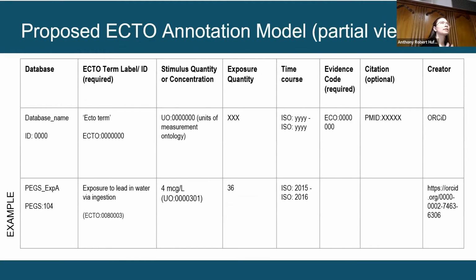And so we are still kind of thinking about how we want to do that with ECTO, but we do have a proposed annotation model, and this is just a partial view because there's obviously a variety of more fields that you could include here. But if we were interested in talking about exposures, we really want to be able to capture things like the concentration, if it's known. We want to know the number of times they might have been exposed, the time span at which they were exposed, if there's any evidence that's related. We want to be able to capture those pieces.